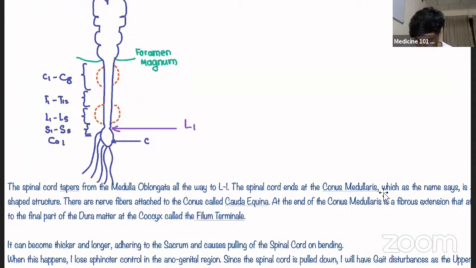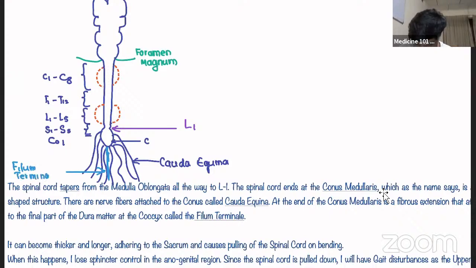This is the cauda equina, these filaments. Let me show that. So this is the filum terminale. One more name. It's a cone. It's called the conus medullaris. The conus medullaris is basically a cone-like structure, and from there you get the cauda equina fibers coming out. You can never find an organized way of the cauda equina. You can never say, okay, this nerve supplies to this region. It's very disorganized.